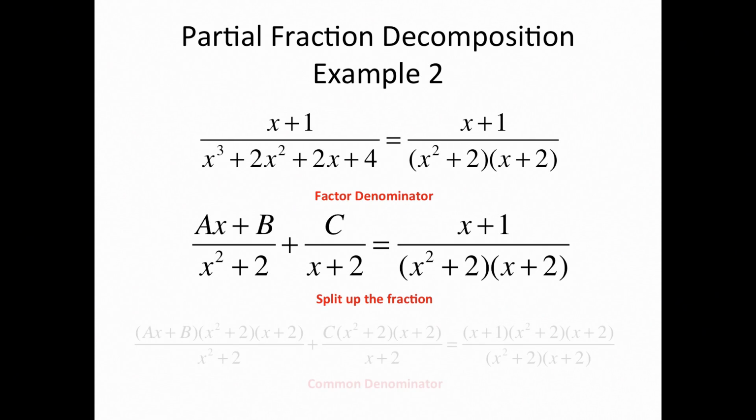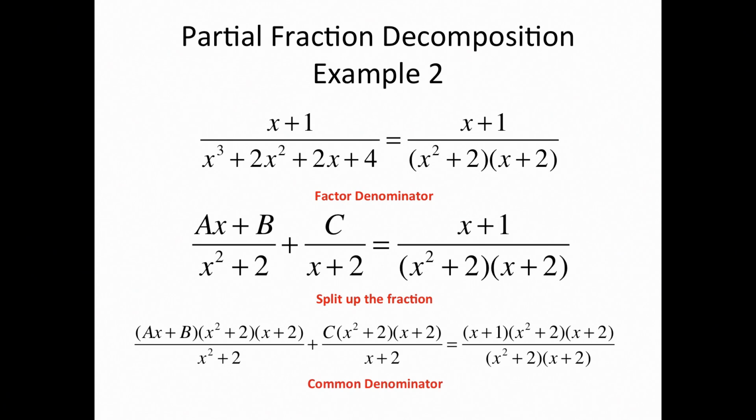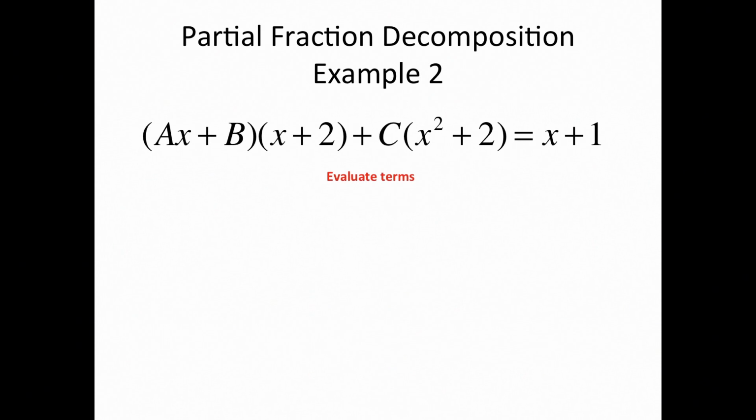So again, we split up the fraction and we multiply through by a common denominator. And I haven't shown all the work here this time, but that's what results from that. Following this, we again cancel the terms that are similar. And as you can see, they clean up very nicely, and we're actually left with something that looks like this. So we have a linear ax plus b multiplied by a linear x plus 2. We have a single number c, some number c, multiplied by a quadratic x squared plus 2. And again, this equals the right-hand side, or the numerator of the fraction, in this case x plus 1.